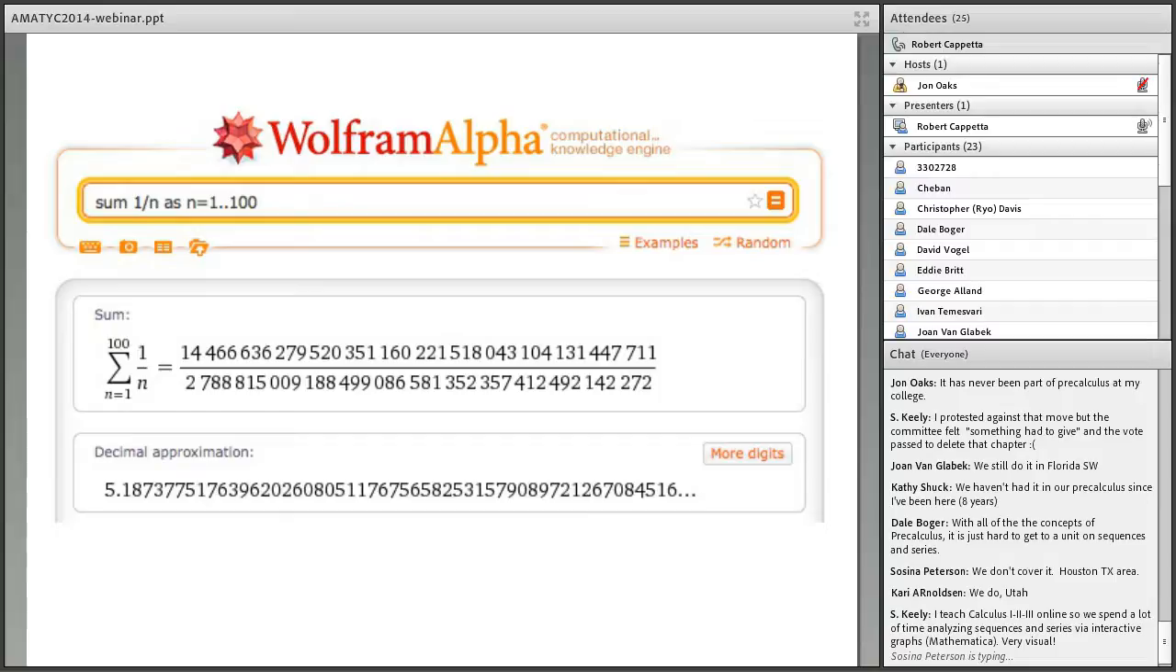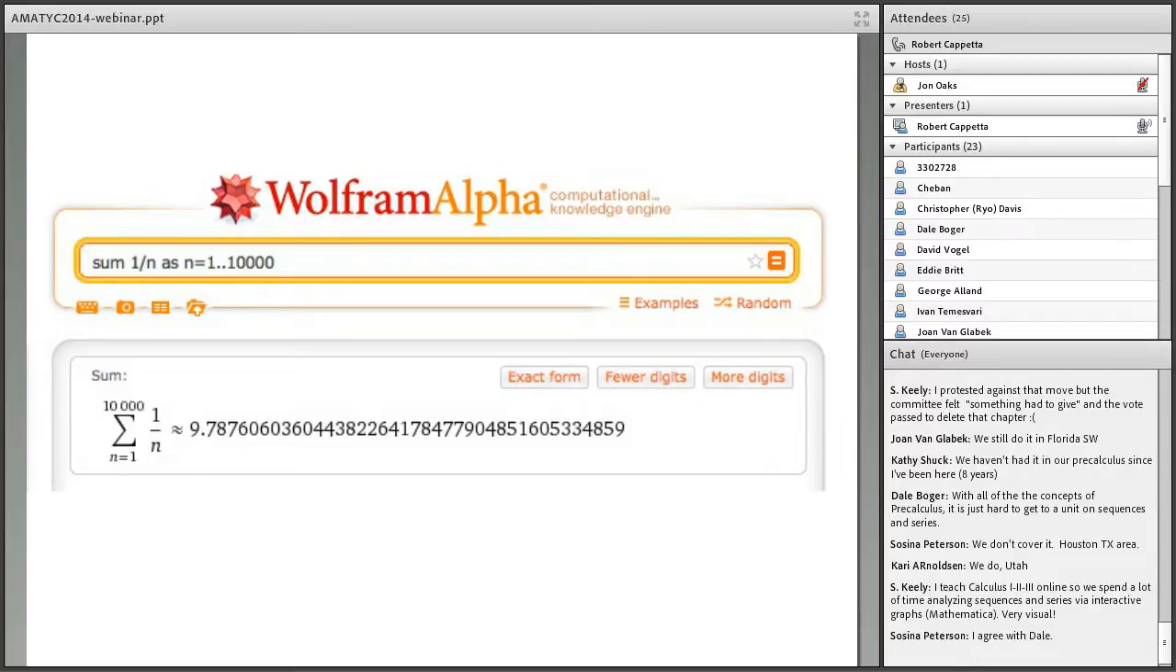And it is fascinating that Wolfram Alpha feels compelled to give us a fraction. Obviously, the decimal is more useful to us, and we're seeing 5.187. Now, that is not a sequence of partial sums. That is one partial sum. But I think this is something that students should be able to see. And notice here we have the sum as n goes from 1 to 10,000, giving us a much different number, 9.7876. This also converges fairly slowly.